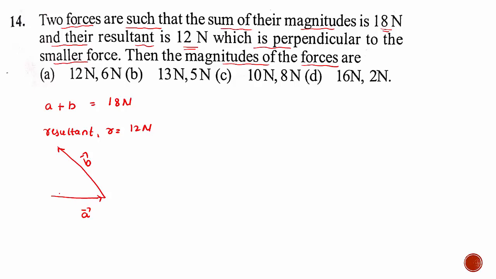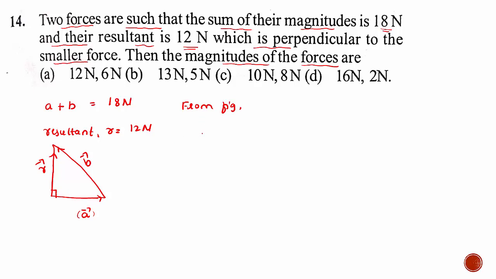Here it is given that the resultant vector is perpendicular to the smaller force. Which is the smaller force here? Vector A is the smaller force. So for perpendicular, I can draw it here like this. Right? So this is the resultant vector. A is the smaller force here. So now we can use Pythagoras theorem. So this is perpendicular, and from the figure we can use Pythagoras theorem.